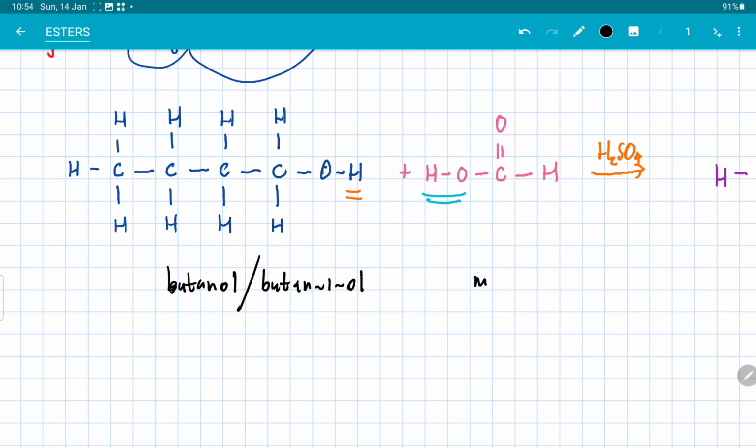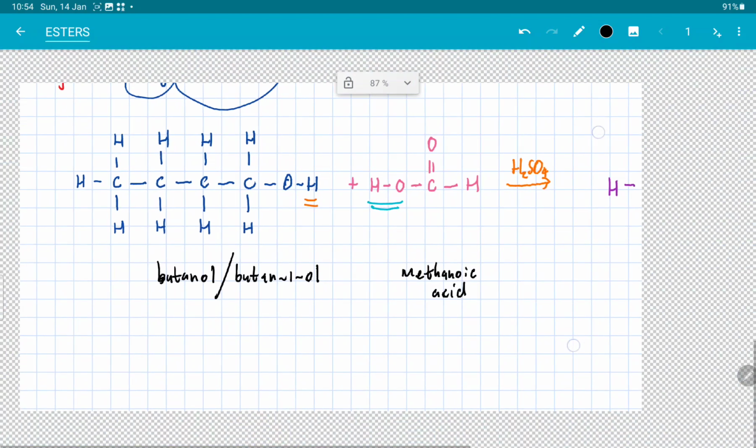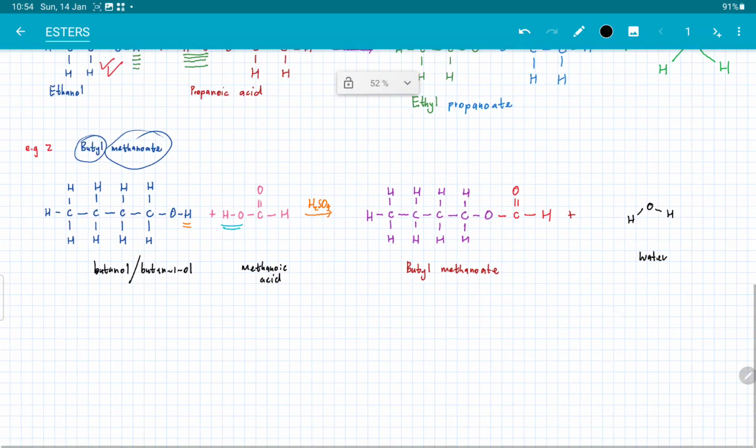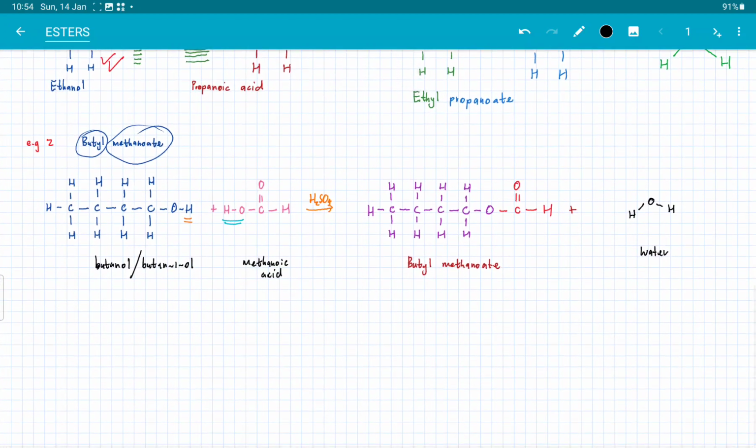Anyhow, this one is the methanoic acid, methanoic acid. So if you want to look at everything once it is complete, pause and look at this. Okay, that is it. So you're adding butanol and methanoic acid to get butyl methanoate plus water.